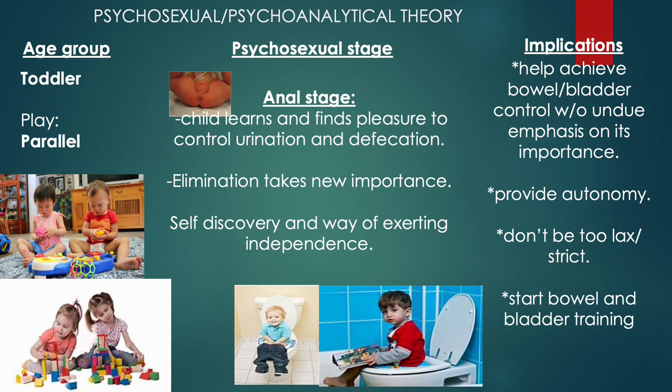You have to help them achieve bowel and bladder control without undue emphasis on its importance. Anong ibig sabihin nito? We should already start potty training an individual. Pwede na natin silang i-train kung paano tumae or umihi properly. And we also have to give them autonomy or we have to allow them their sense of independence. Kung gusto niyang ibaba yung shorts niyang mag-isa para umihi, let them do it. Kung gusto niyang umupo at mag-CR mag-isa, let them do it. But do not be too lax or too strict to a child. So, that is the psychosexual stage of the toddler, which is the anal stage, and the child already finds pleasure in controlling urination and defecation.